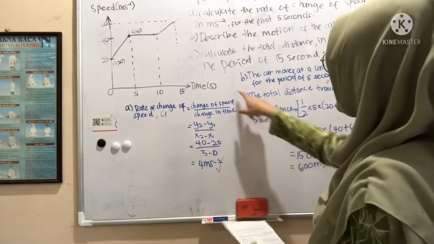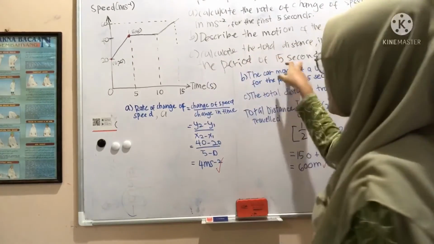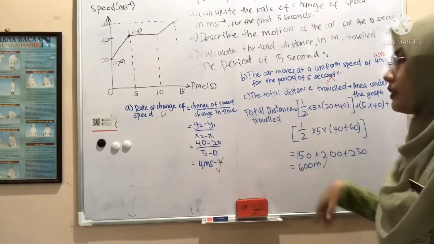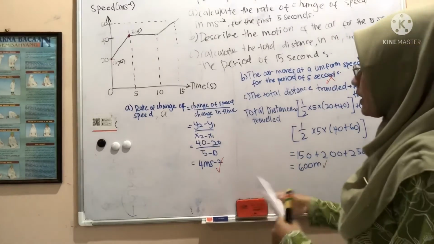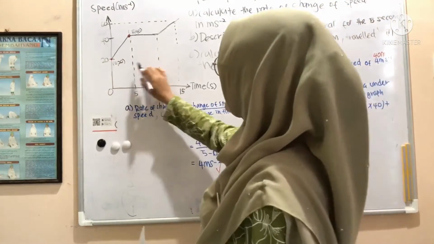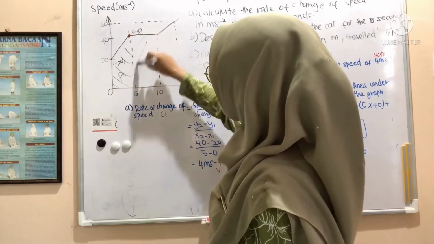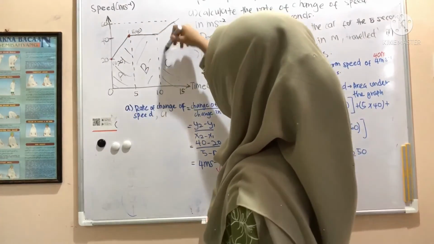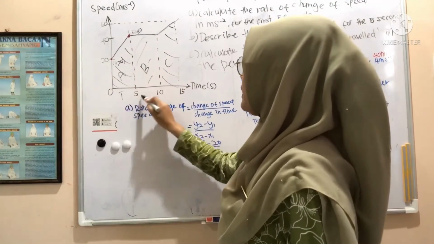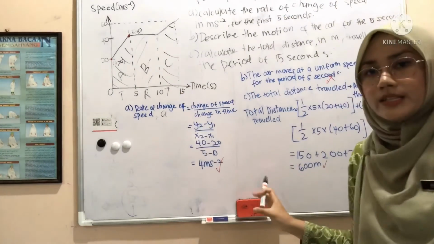Okay, so C, calculate the total distance in meter traveled in the period of 15 seconds. So the total distance traveled is the area under the graph. Looking at the area under the graph, we can see it includes three areas, area A, B, and C. So it includes a trapezium, a rectangle, and a trapezium. So how did your friend get 600 meter?